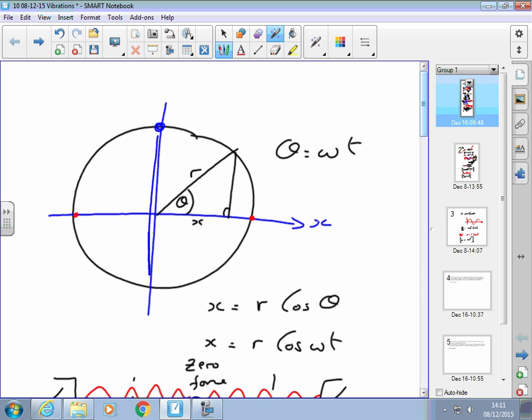This is x up and down here. So the furthest point from equilibrium, in other words, when x equals r. So when x equals r, the radius of rotation, if you like, then we get maximum acceleration.